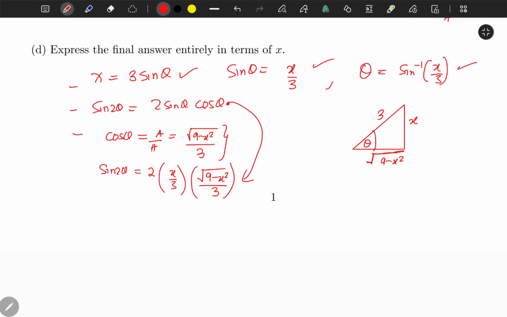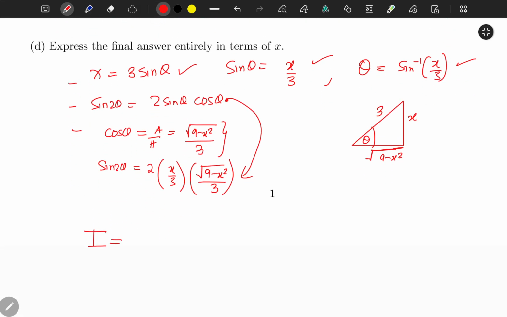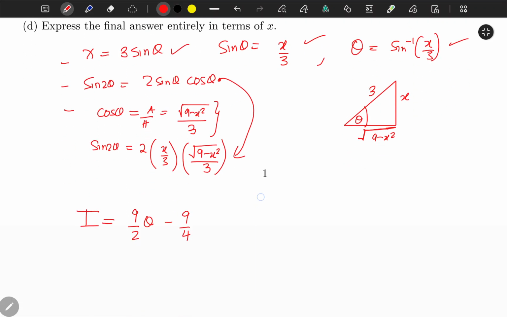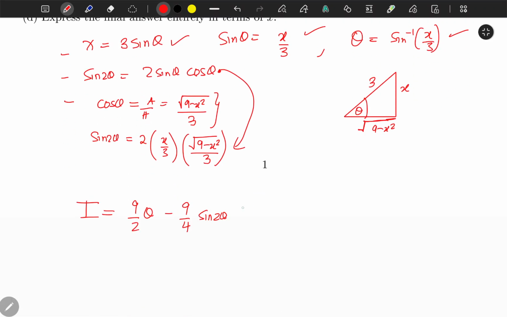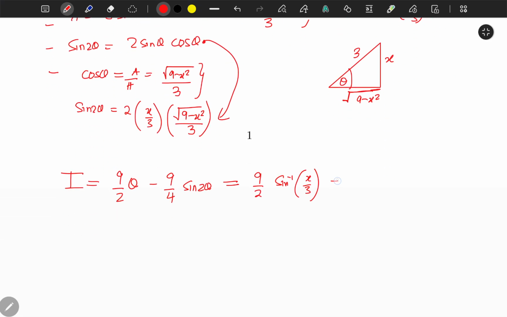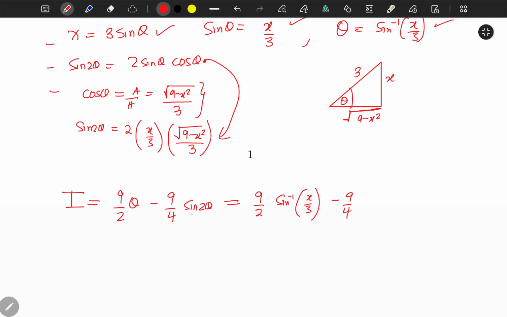We can now go back and rewrite our integral. Our integral, which is 9 over 2 theta minus 9 over 4 sine 2 theta, plus c, becomes 9 over 2. What is theta? Theta is sine inverse of x over 3. Then minus 9 over 4. What is sine 2 theta? It is 2 x over 3 multiplied by root of 9 minus x squared over 3.